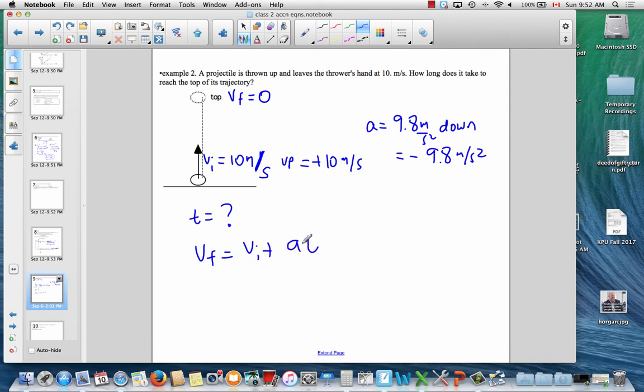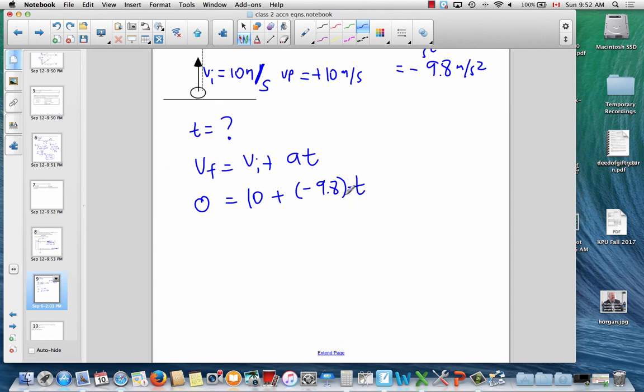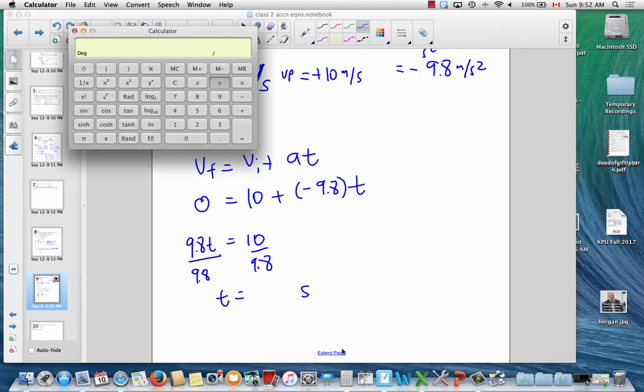So the first kinematics equation will work wonderfully. Our final velocity is 0. Our launch speed was 10. Our acceleration is downwards 9.8. This is an equation that we can solve for time. Mathematically, the easiest thing to do is going to be to take this negative 9.8t over to this side, where it becomes positive. And mathematically, to solve for t now, we just divide both sides by 9.8. It will be in seconds units, and we see it's 1.02 seconds.